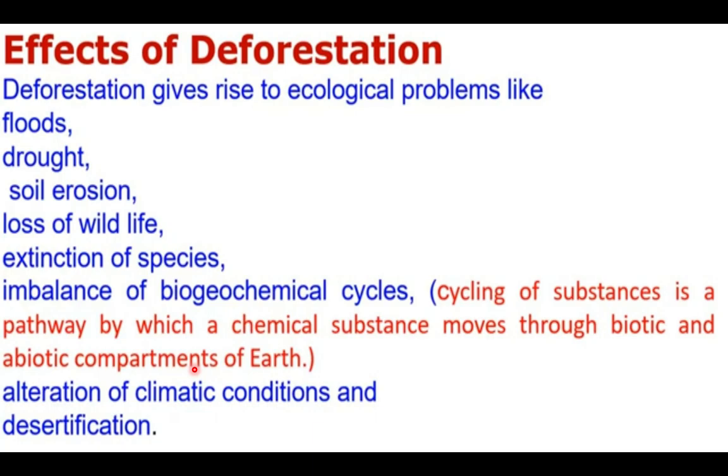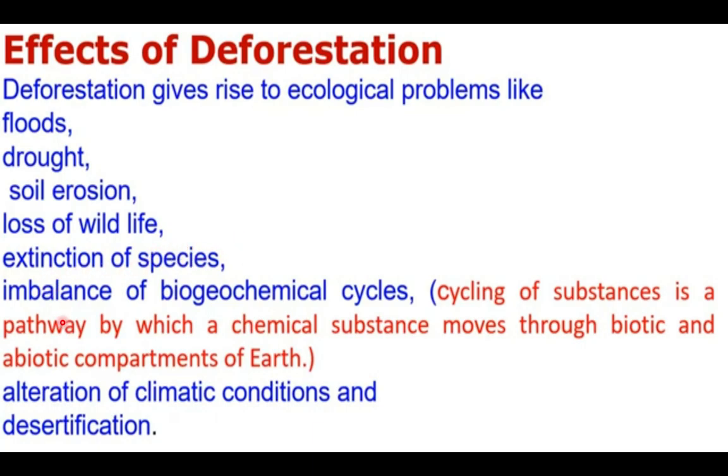Due to the deforestation, what's happening? What are the effects behind it? So deforestation gives rise to ecological problems like flood, drought. Drought means a bare land without water, right? Then soil erosion, loss of wildlife, extinction of species. Extinction of species means a kind of wild animals getting extincted, that is no more.